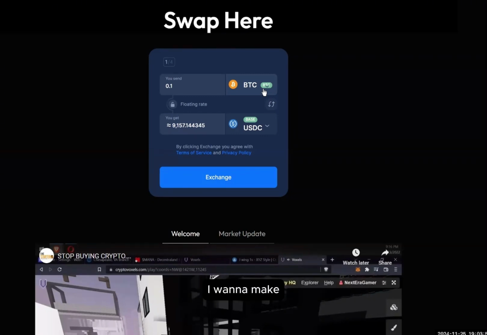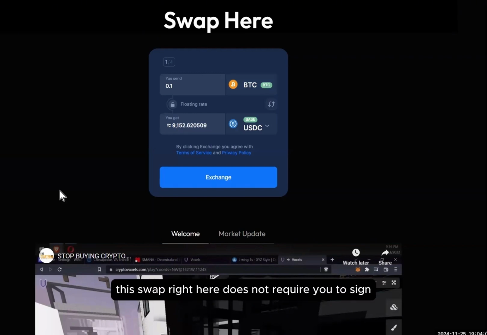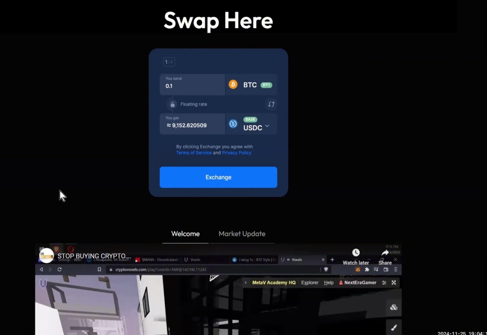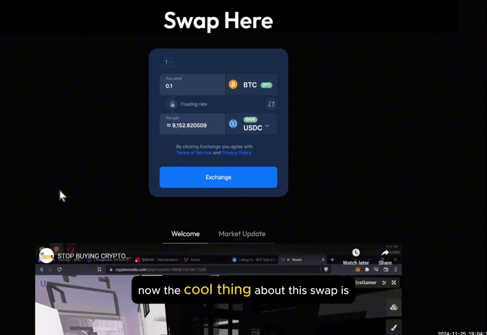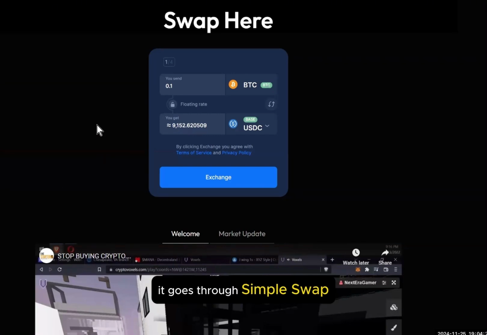I want to make this transition for y'all as simple as possible. Now, this swap right here does not require you to sign into anything. Why is that? Because it's going to be a peer-to-peer transaction. Now, the cool thing about this swap is it goes through Simple Swap. So Simple Swap has customer service.